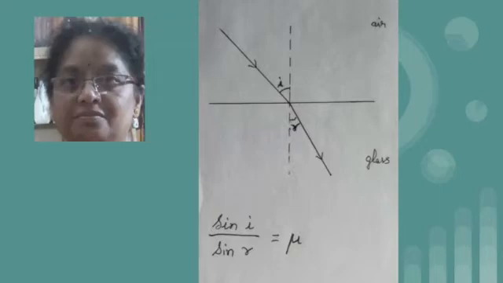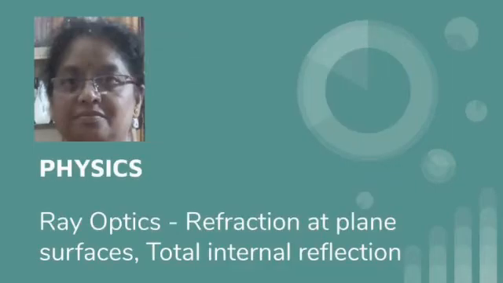That is, sin i by sin r is equal to mu, and this mu is a constant, which is the refractive index of the second medium with respect to that of the first medium. This relative refractive index is the characteristic of the given pair of mediums, and it is independent of the angle of incidence, but it depends on the wavelength of light.